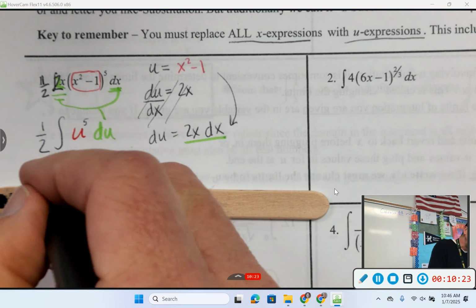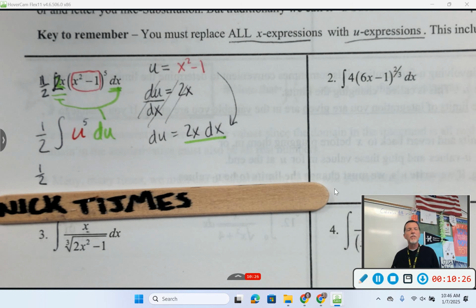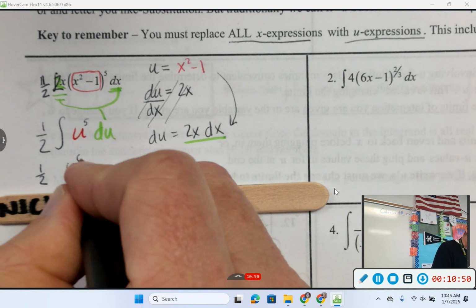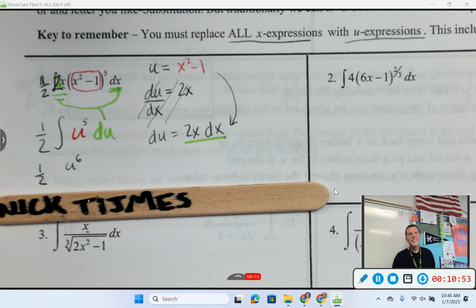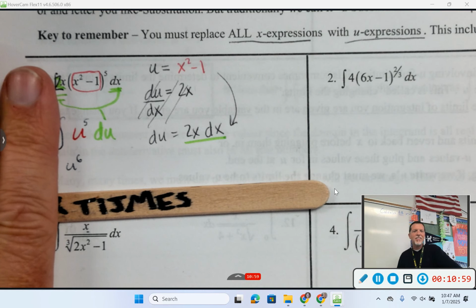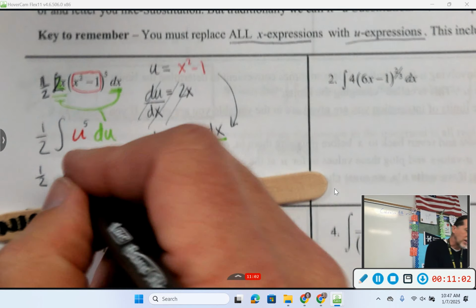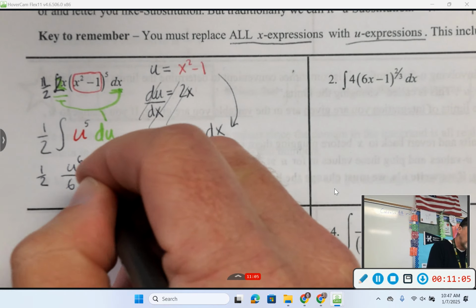Nick, what's the antiderivative of u to the fifth? I'm going to leave the 1/2 there. What's the antiderivative of u to the fifth? The antiderivative, careful. You almost said 5u to the fourth, because that'd be the derivative. You're on the right track. You do want to increase the power by 1. But if I took that derivative, there'd be a 6u to the fifth. And I don't want that, so over 6. And then plus c.